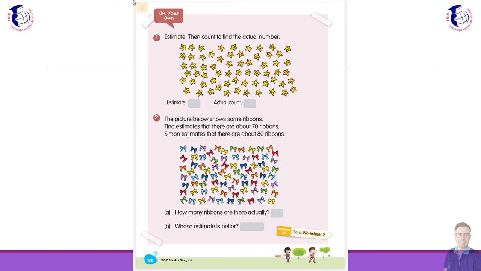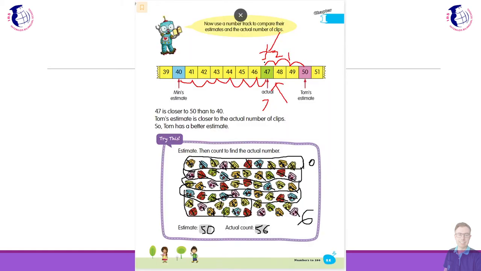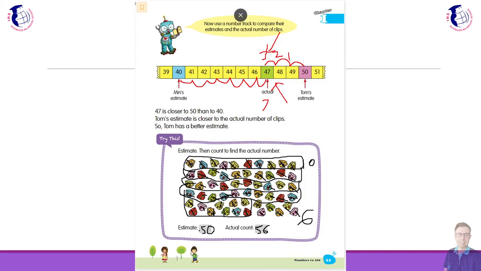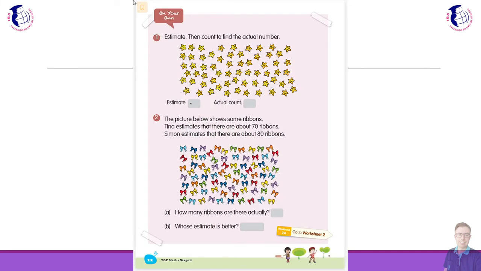There's a lot of stars. They're a little bit smaller. So as the stars are smaller, maybe there'll be more of them. Oh, let's go back. Yeah, they're smaller, so I think there's going to be more. So I had 50 here. I think there's going to be 60 stars. So, and again, let's count them.